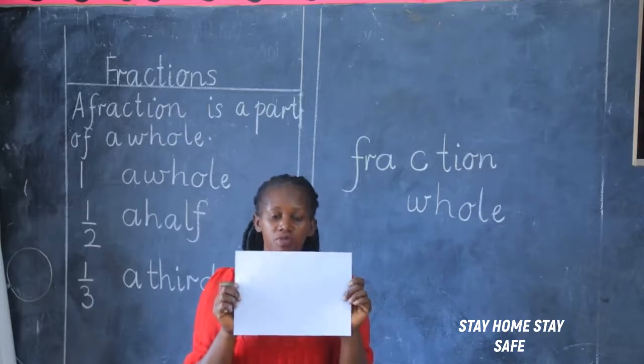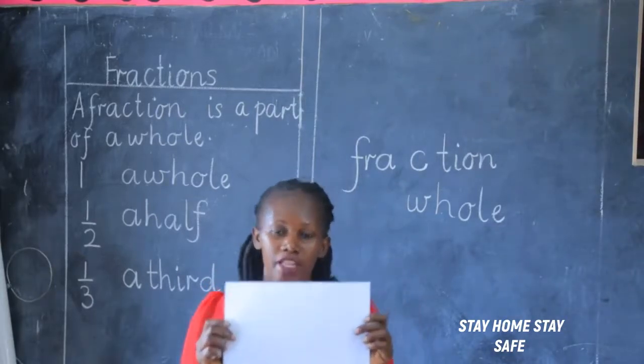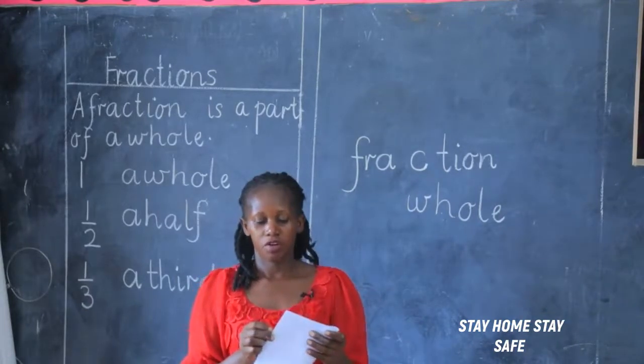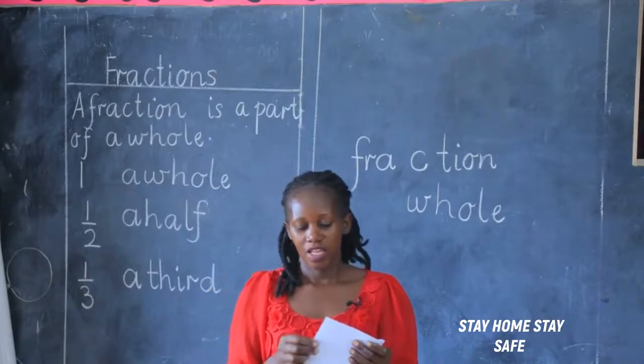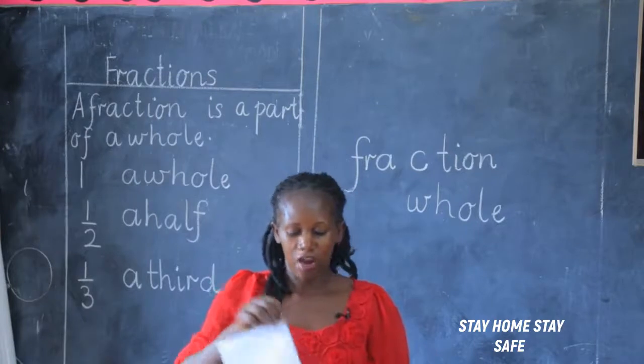And mind you, you must make equal parts. Don't cut another part big, another one small. No, that one is not being fair. All the parts must be the same. They must be equal. Now I'm making another fraction out of my whole.